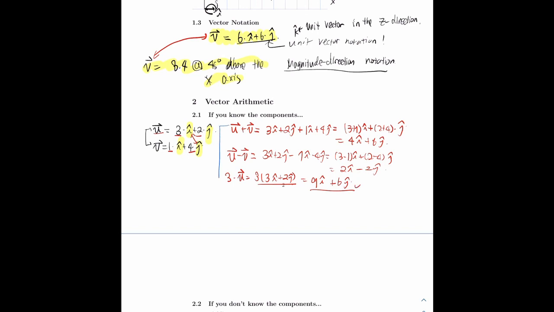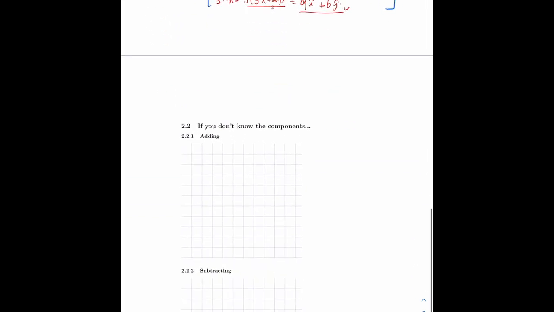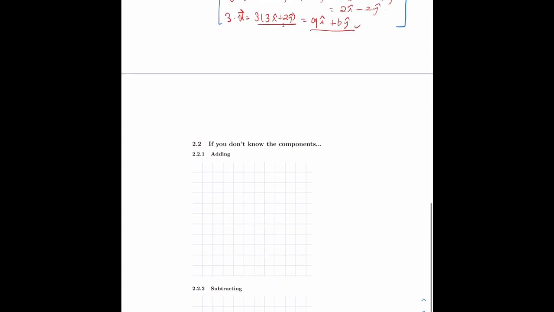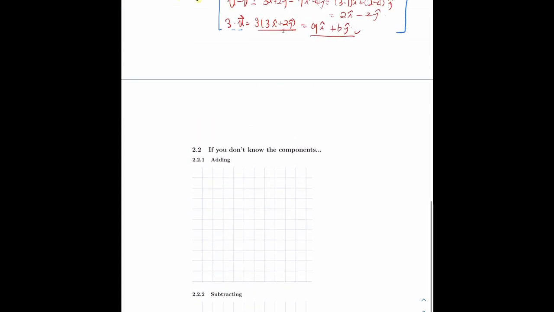Now, these three operations are relatively simple. They're easy, they're nice, they're neat, but they can only be done when you know the components of the two vectors. We're going to talk about when we don't know the components yet, mainly just adding and subtracting. For the multiplying here, if we don't know the components, just go u plus u, and for however many times you need to add u. So we're just going to talk about adding and subtracting here.